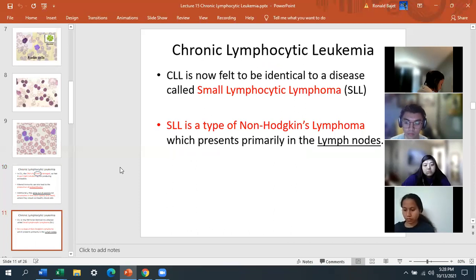CLL is now felt to be identical to a disease called small lymphocytic leukemia, SLL, and it's a type of non-Hodgkin's lymphoma. I'll be talking about non-Hodgkin's lymphoma in a separate lecture. This one presents primarily in the lymph nodes. As you recall, I just mentioned, if it affects the lymph nodes, then it's a lymphoma.